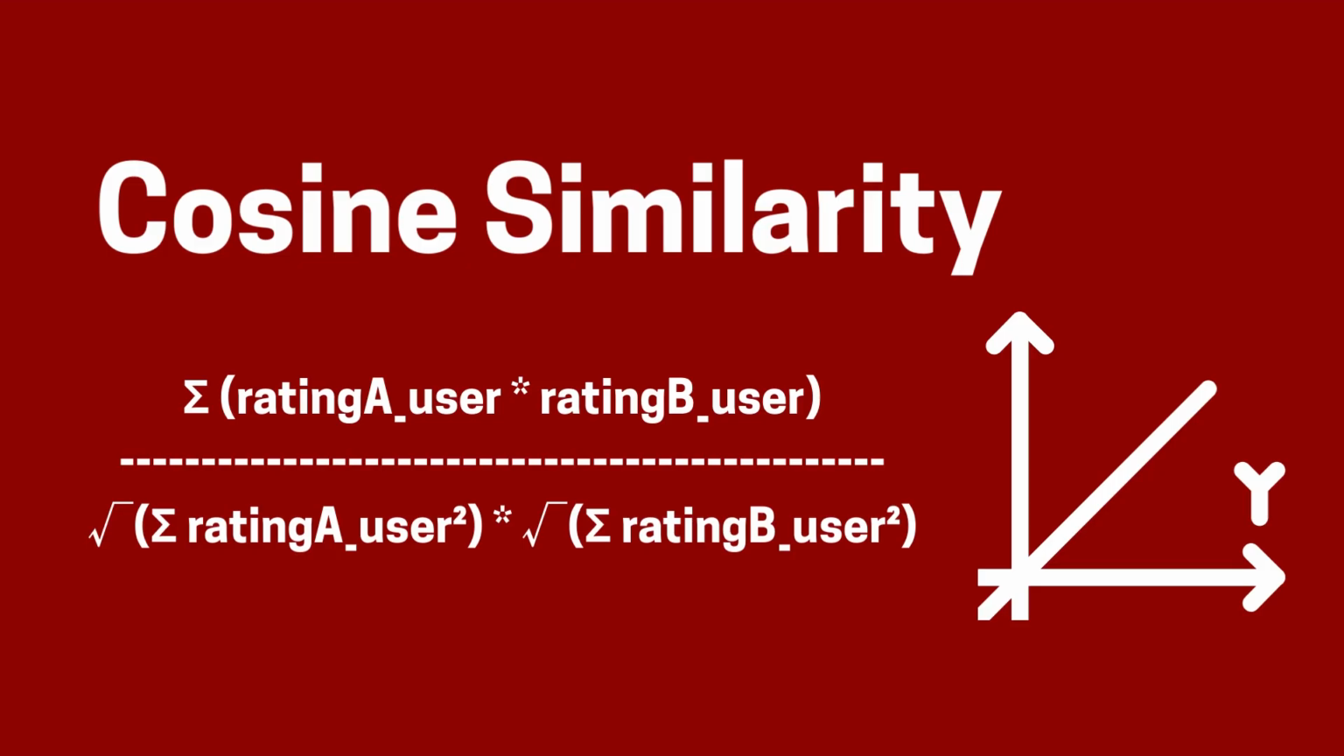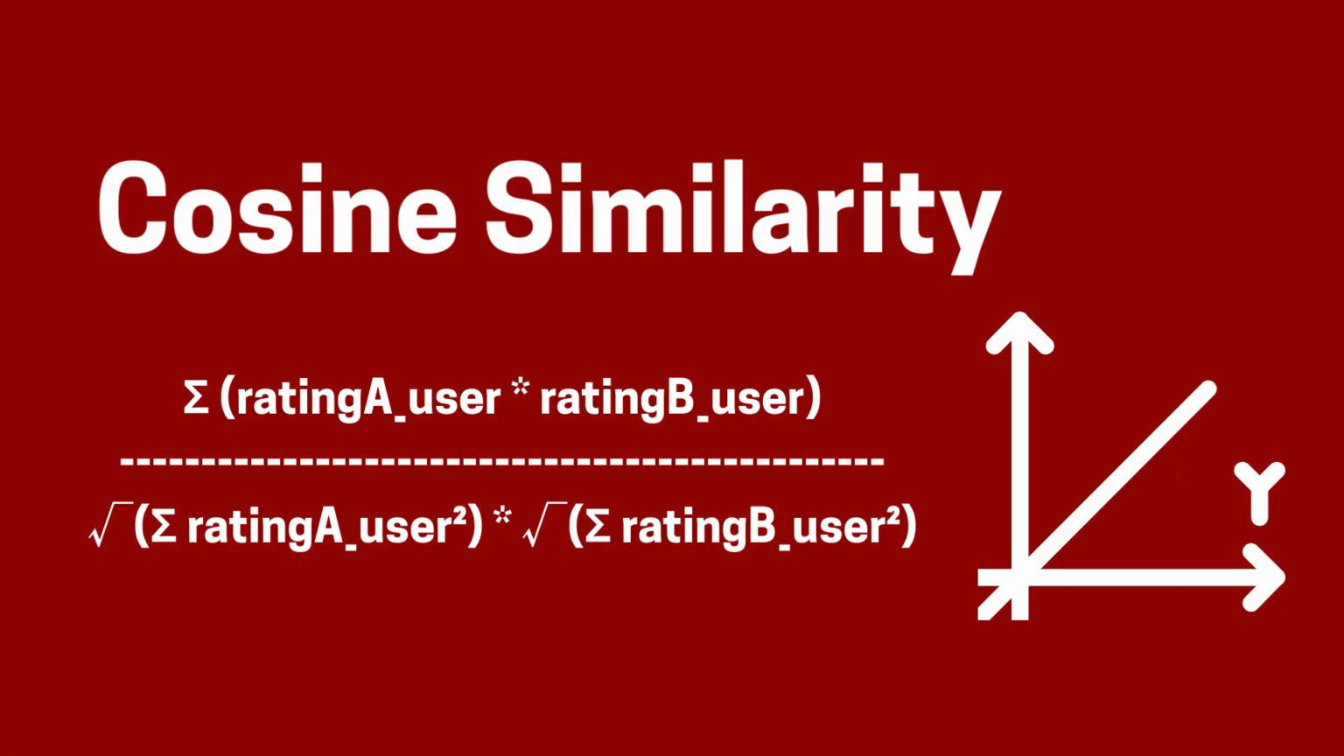Cosine similarity measures how similar two movies are by dividing the sum of the multiplication of ratings for movie A and movie B by the multiplication of the square roots of the sum of squared ratings for each movie.